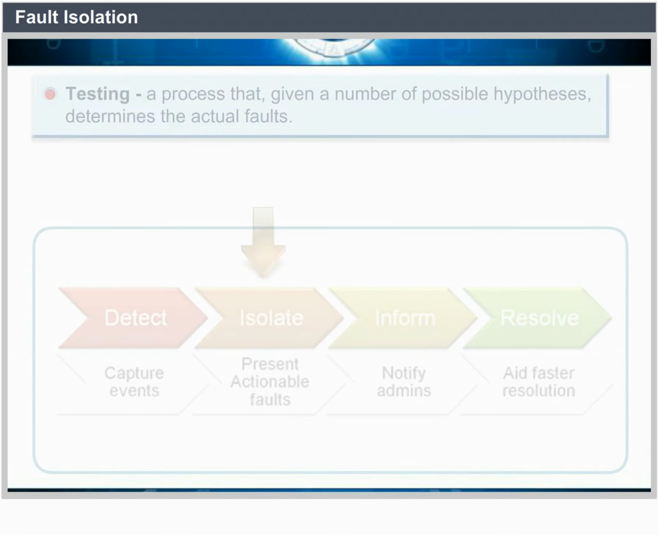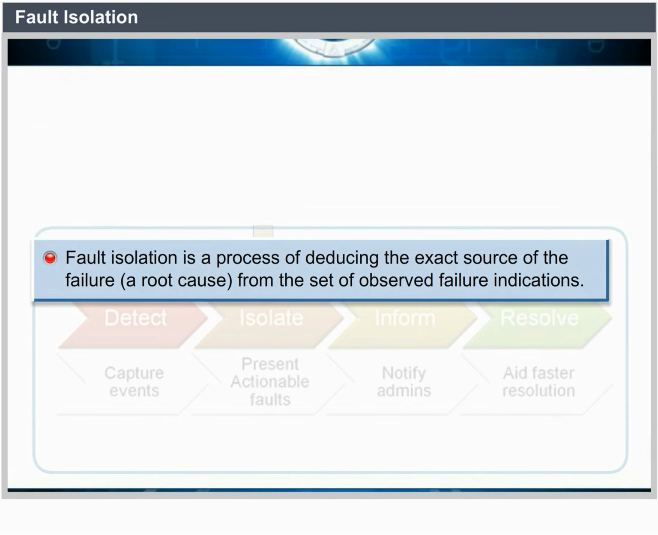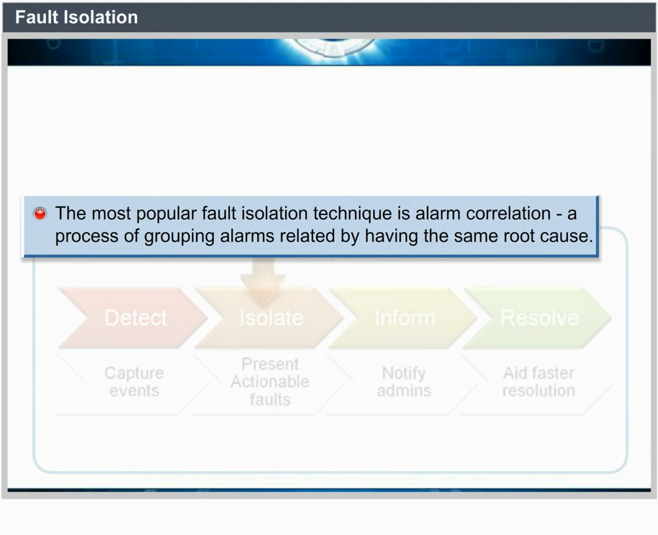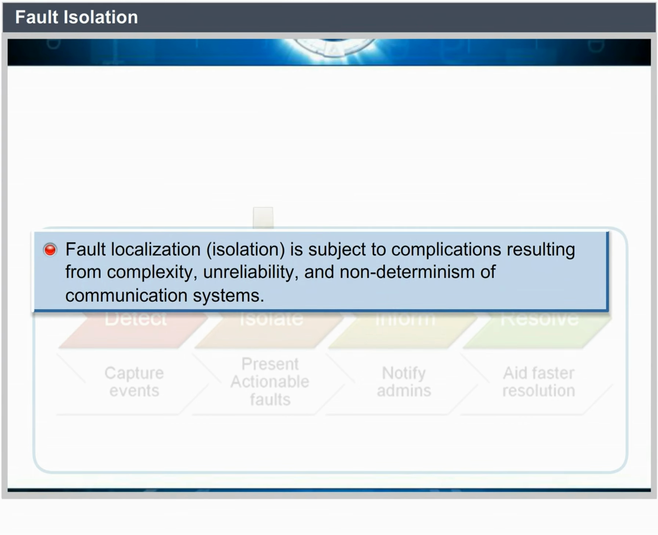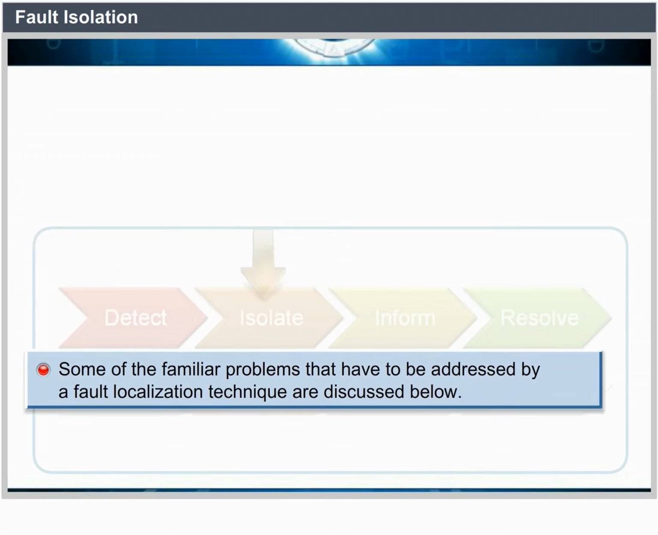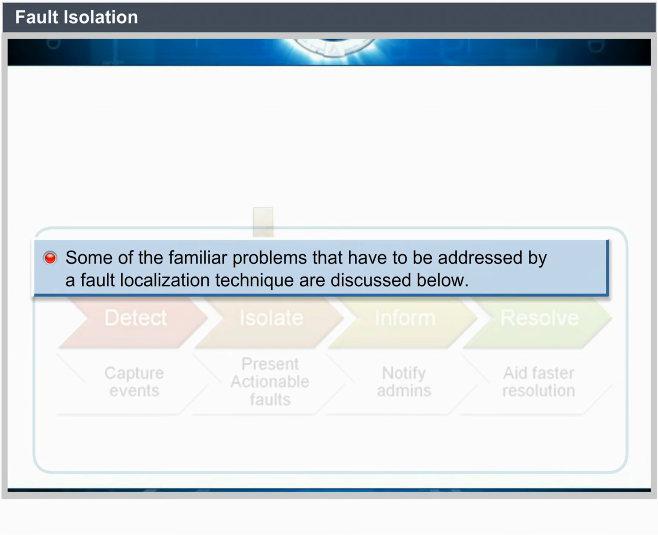Fault isolation is a process of deducing the exact source of the failure or a root cause from the set of observed failure indications. The most popular fault isolation technique is alarm correlation, a process of grouping alarms related by having the same root cause. Fault localization or isolation is subject to complications resulting from complexity, unreliability, and non-determinism of communication systems. Some of the common problems that have to be addressed by a fault localization technique are discussed below.